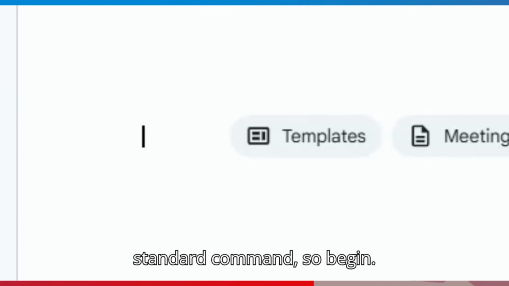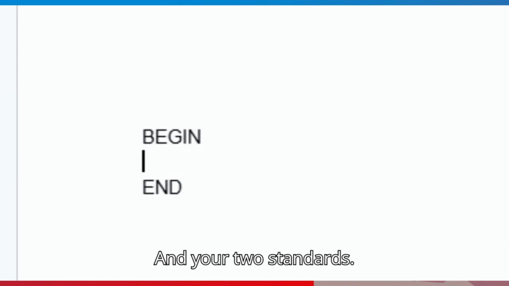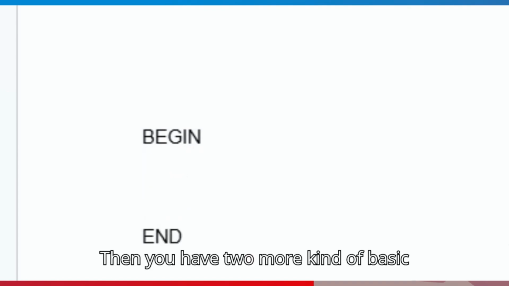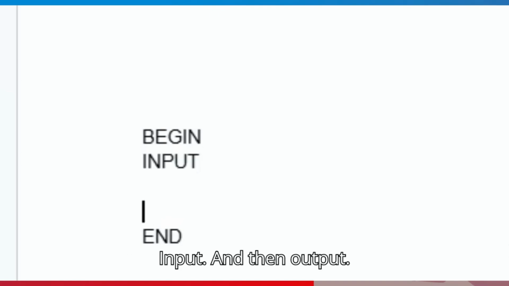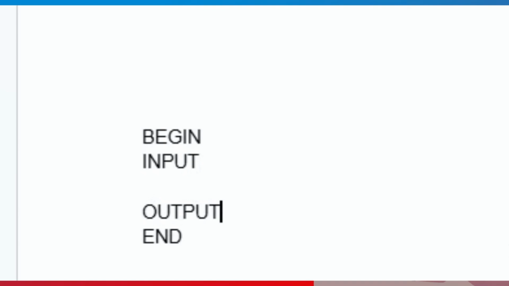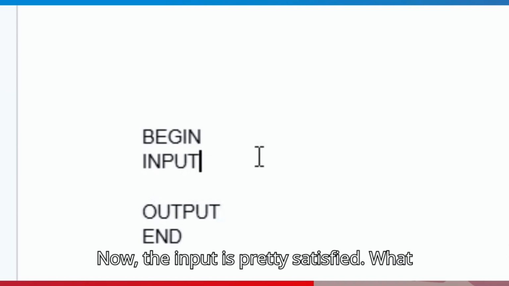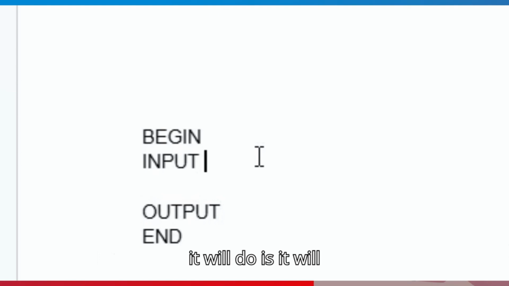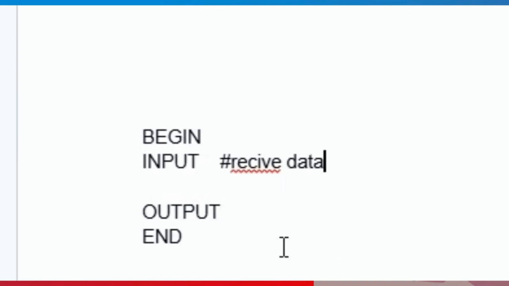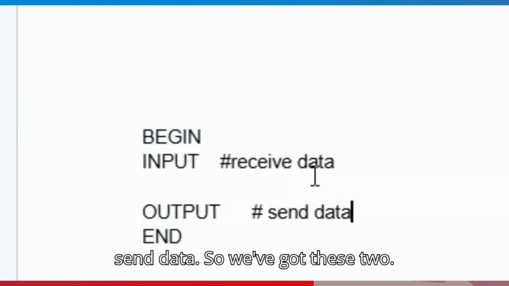So, pseudocode has the standard commands of BEGIN and END, your two standards. Then you have two more basic ones: INPUT and then OUTPUT. Now, input is pretty self-explanatory. It will receive data. Output will send data. So we've got these two.